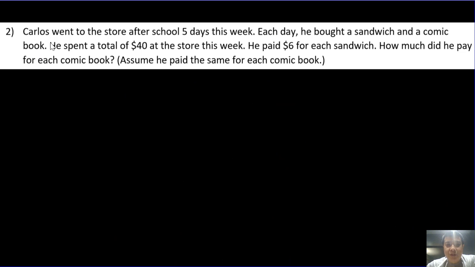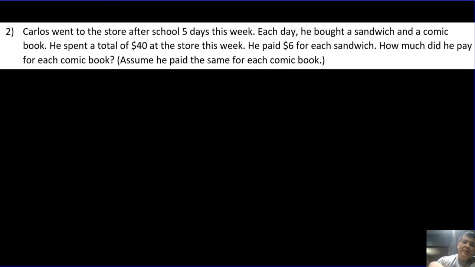Here it says Carlos went to the store after school 5 days this week. Each day he bought a sandwich and a comic book. He spent a total of $40 at the store this week. He paid $6 for each sandwich. How much did he pay for each comic book? Assume that he paid the same amount for each comic book.